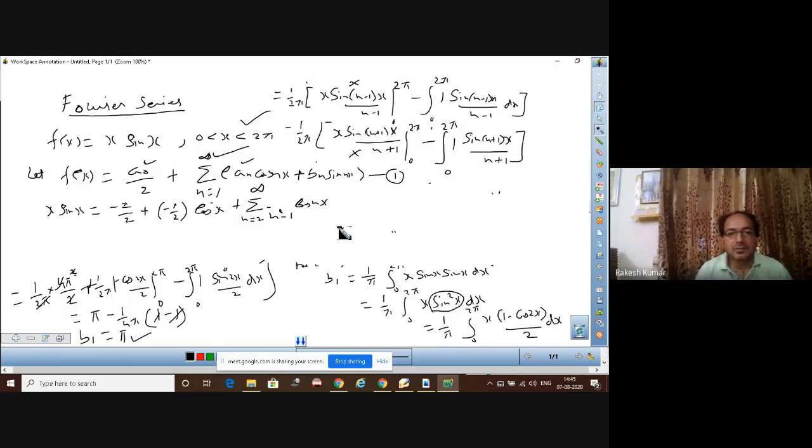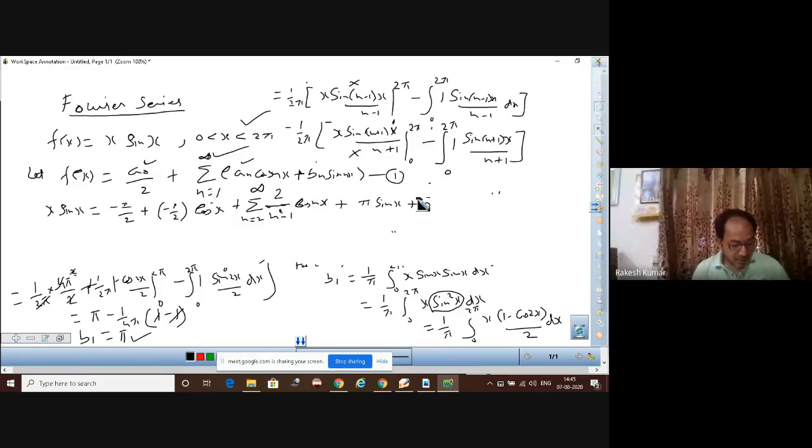So this value comes out to be 2 over n square minus 1. This is for n equal to 2 to infinity. For n equal to 1, the value of b1 is pi. You just see, this is pi, so pi sine x, and for n equal to 2 to infinity, the value is 0.